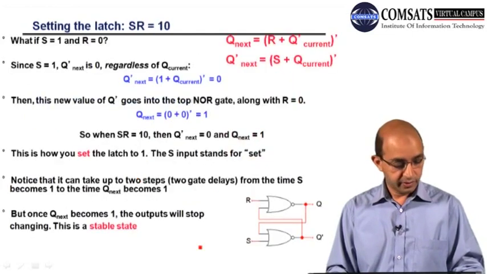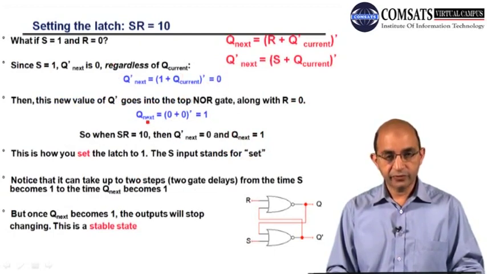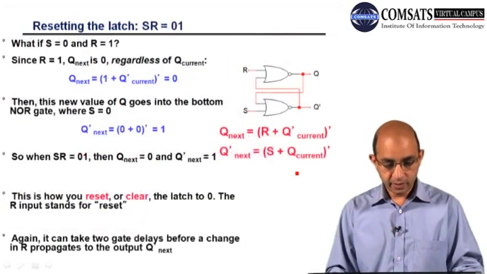And then 1, 0, S is 1 and R is 0. Here you can see that we are getting 0 for Q bar and for Q we are getting 1. So S is for set, so we have set the latch. It means the value is set in the latch. You can calculate by placing the values over here straight away.